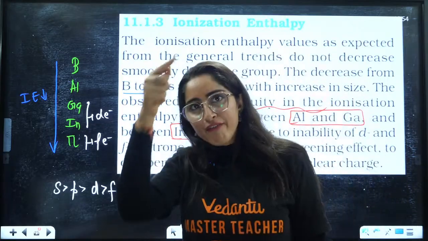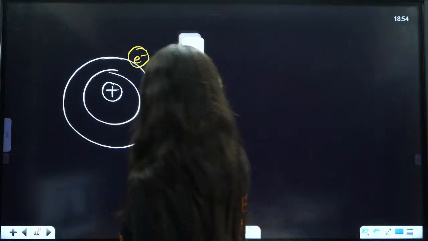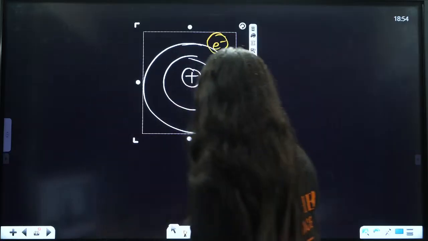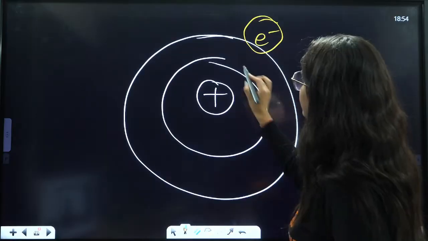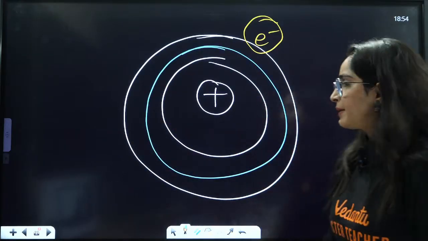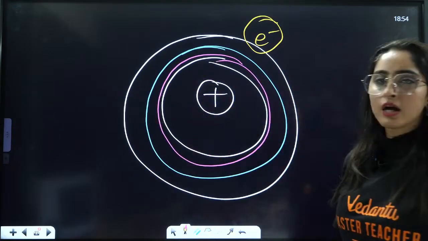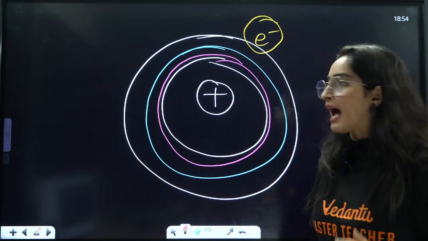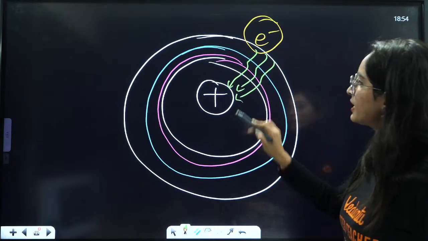What will it do? If you had F electrons in between, for example, here you had these F electrons, and here you had the D electrons as well, both have very poor shielding effect. Because of that, this outermost electron is getting attracted towards this nucleus, and that is why it is difficult to lose this electron. That is why the ionization energy increases here.